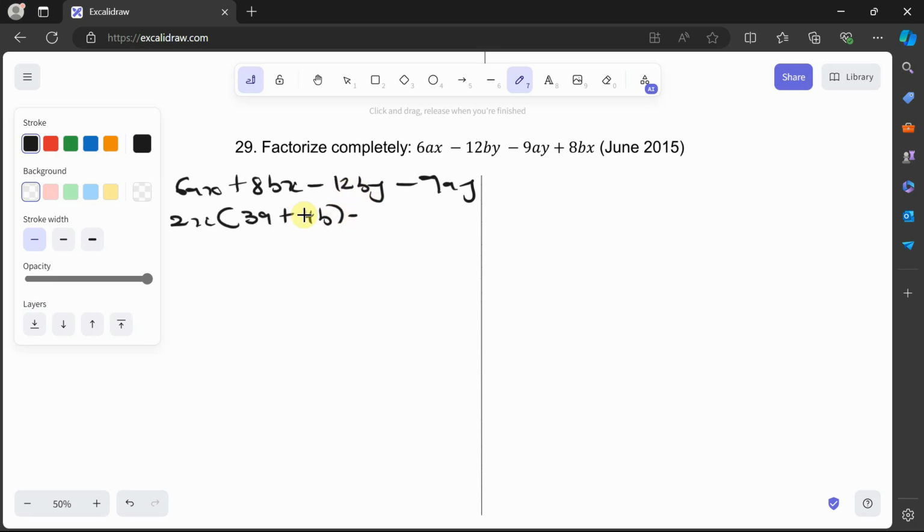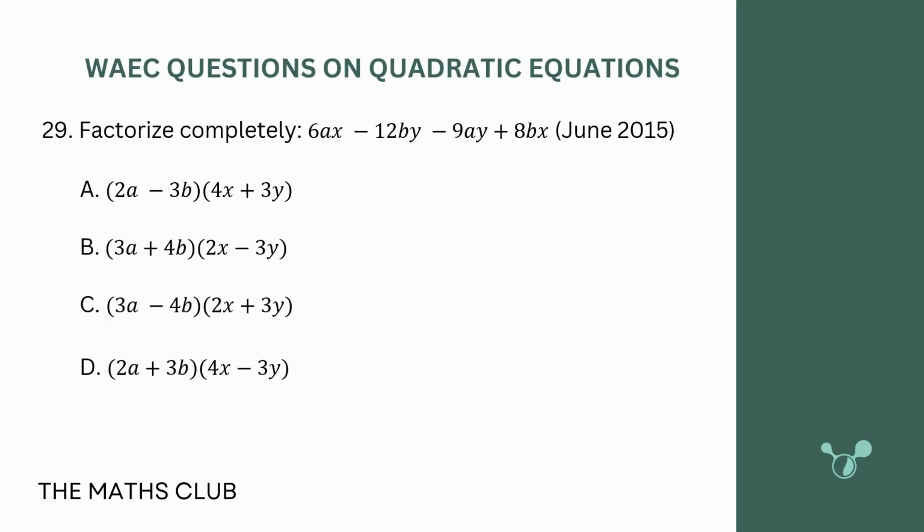Minus, because I want a plus here, so I have to factor out minus from these guys. What is common in both of them? 3 is common and then y is common. 12by divided by minus 3by, that will give me 4b, minus 9ay divided by minus 3by, that will give me plus 3a. So 4b plus 3a, since I'm saying 3a plus 4b, right? Because addition is commutative. So let's group now. That will be 2x minus 3y, close the brackets, and 3a plus 4b. So this should be our answer. So that should be option B.